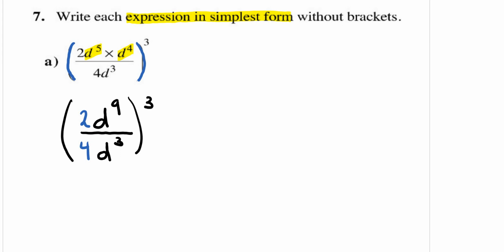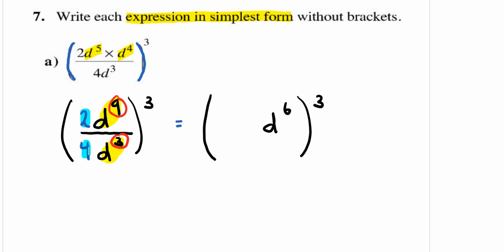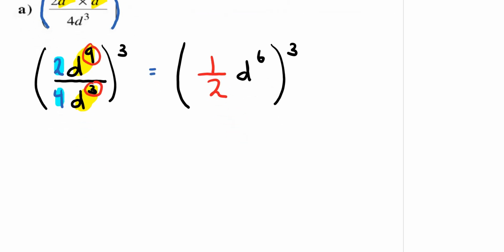Okay, and then we'll continue attacking the inside of the brackets, because I have d to the 9 divided by d to the power 3. So if the bases are the same and if we're dividing, we just subtract the powers. So 9 minus 3 is going to be d to the power of 6. And then if I take a look at my coefficients here, 2 divided by 4 is really 1/2. So we have 1/2 d to the power 6. And if I want, I can rewrite this as d to the power of 6 divided by 2.